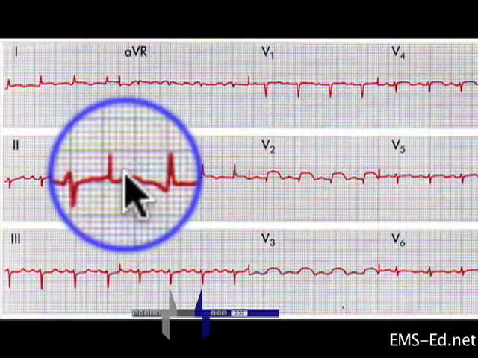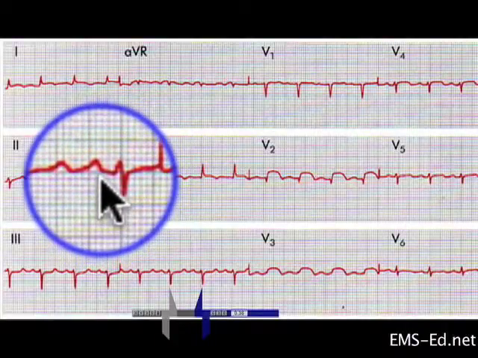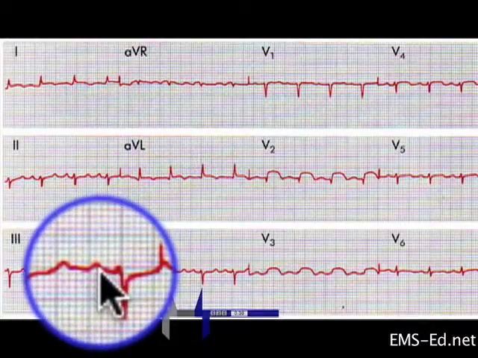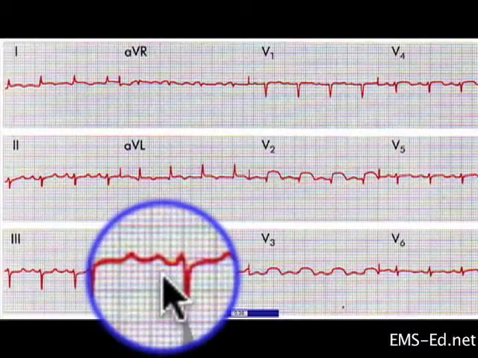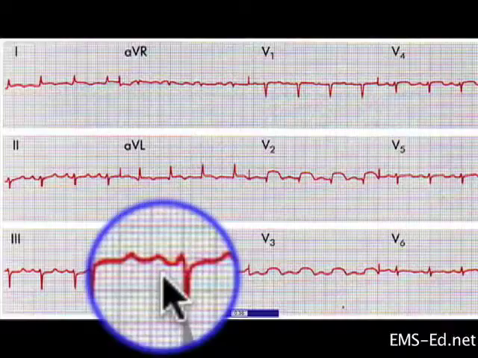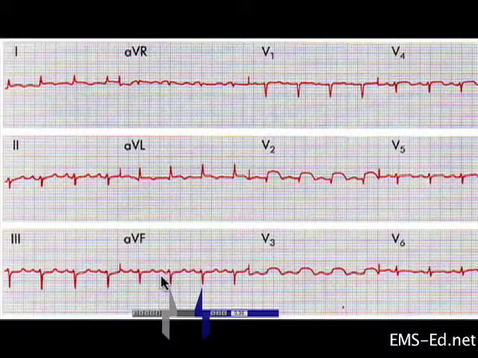PR intervals? Well, measured from the beginning of the P wave to the beginning of the QRS complex, we should measure no greater than 0.2 seconds, or 1 big box. The interval here does not look prolonged, so there's no evidence of a first-degree block. And the interval is not so short as to suggest WPW or LGL.